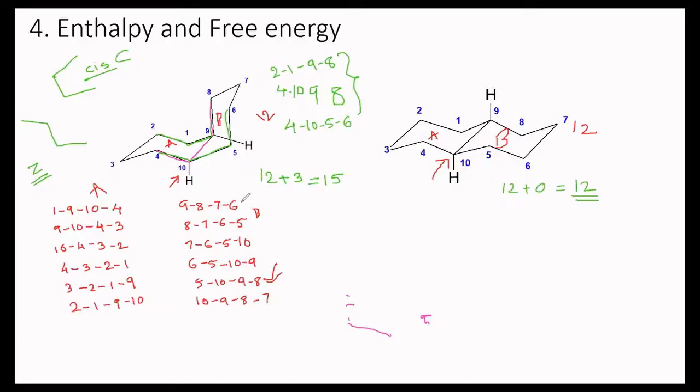Cis. Each gauche butane unit contributes around 3.35 kilojoules of energy. अब तुम बोलोगे ये energy contribute क्यों करता है? अगर मैं Z फॉर्म और C फॉर्म में पूछूं कौन सा फॉर्म स्टेबल होगा?